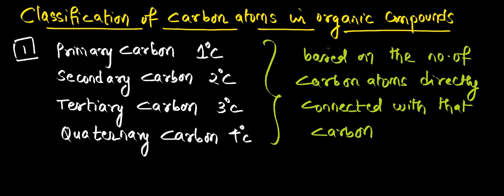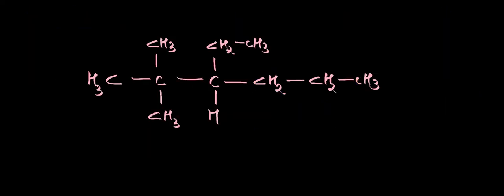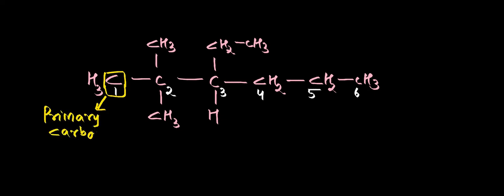I'll give you one example, and you will be clear with that. Let us observe this example. Let me just give the numbering: first carbon, second carbon, third one, fourth one, fifth one, sixth one. Now I just have to decide the type of each carbon. If you see the first carbon, it is directly connected with how many other carbons? Only one, the one on the right side. So this is a primary carbon atom, because it is directly connected with only one other carbon.